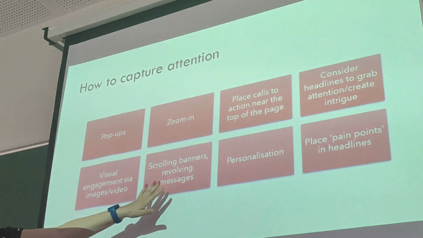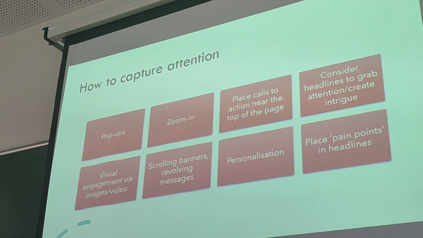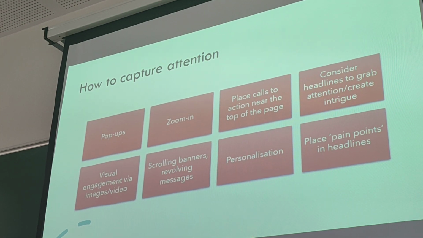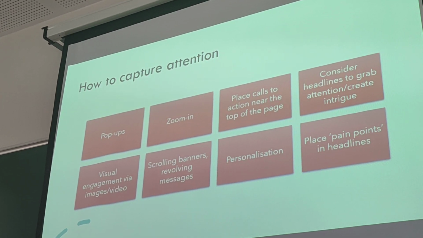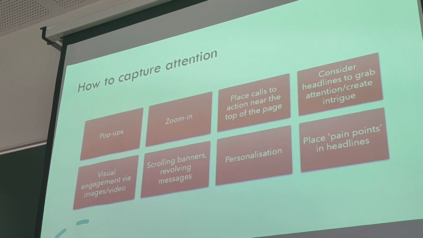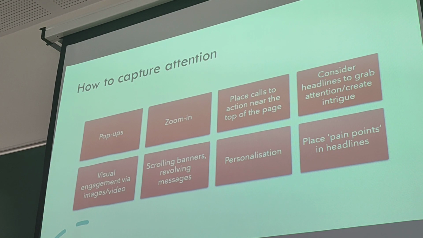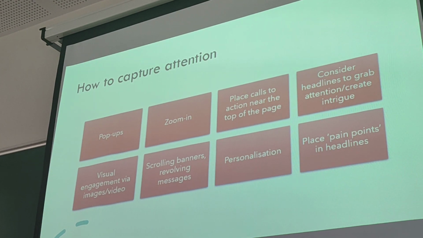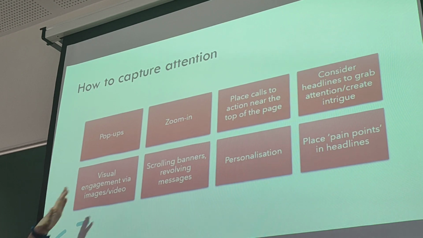So scrolling banners and revolving messages are things that you can use to grab attention, but be aware that although they might grab attention, users are unlikely to actually read what's on those banners or on those revolving messages. So don't put key information on there. You can have promotions on there and things that might really stand out, but don't expect users to actually spend any time reading those things.